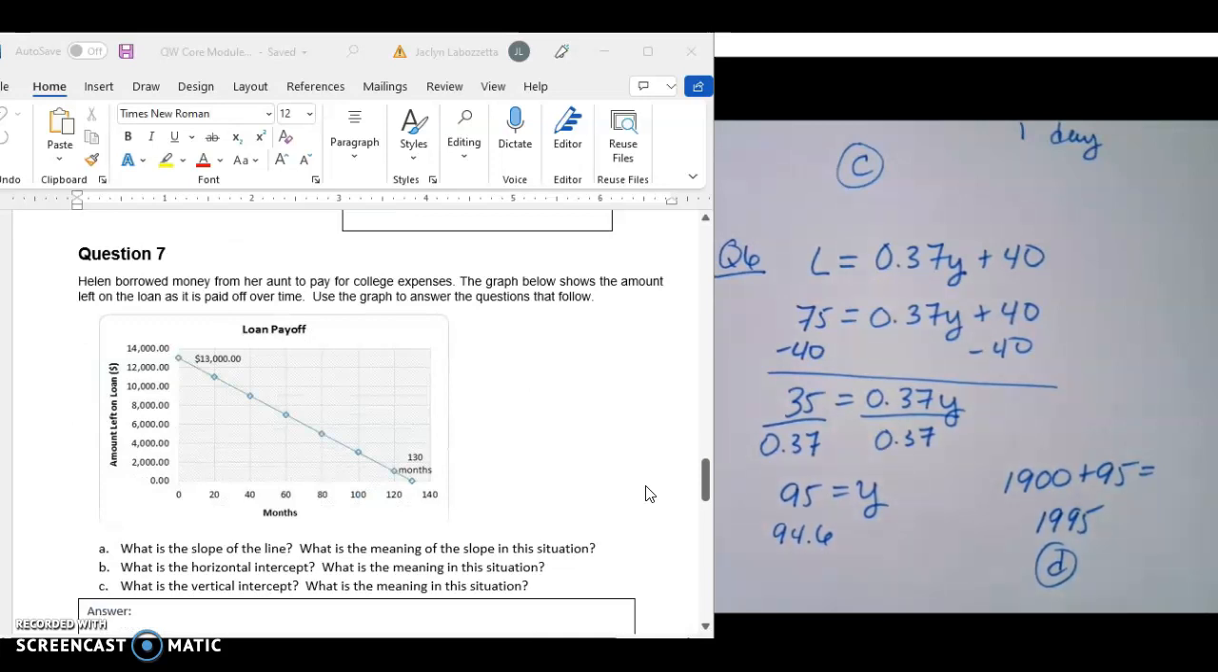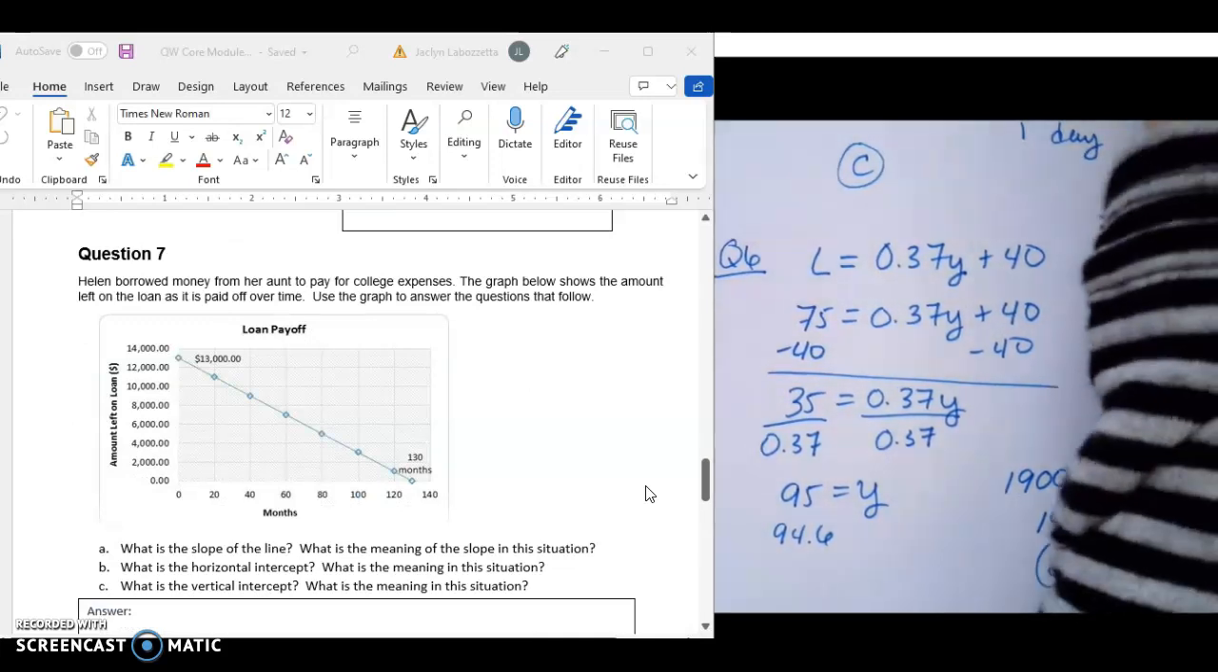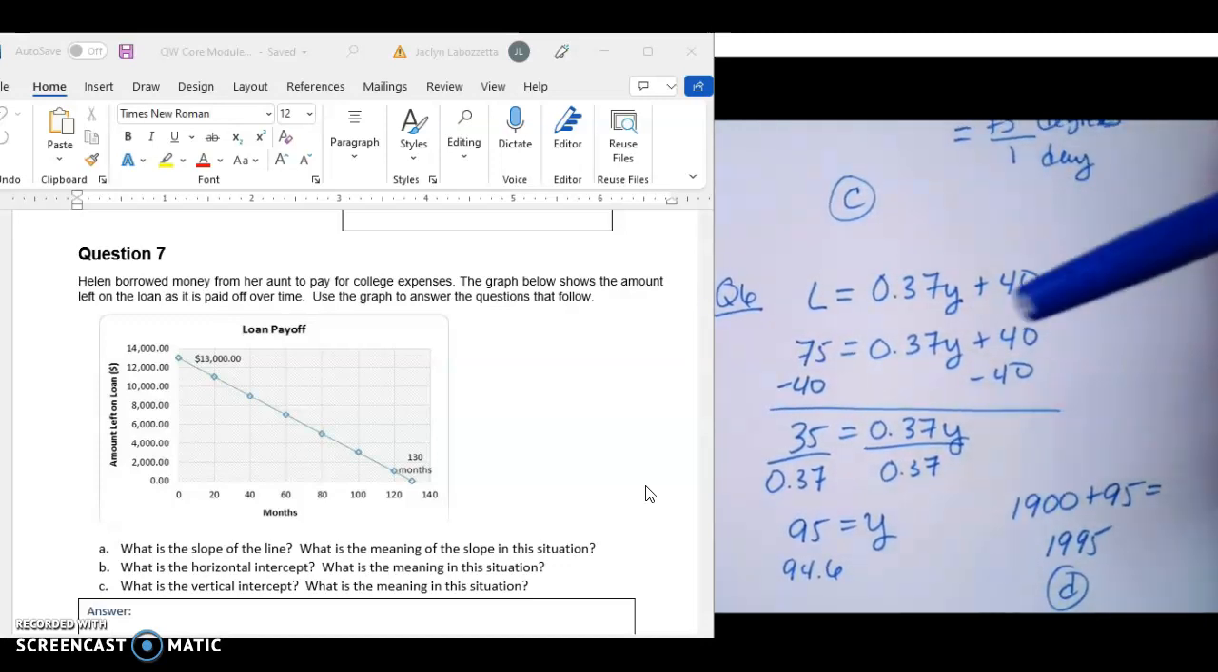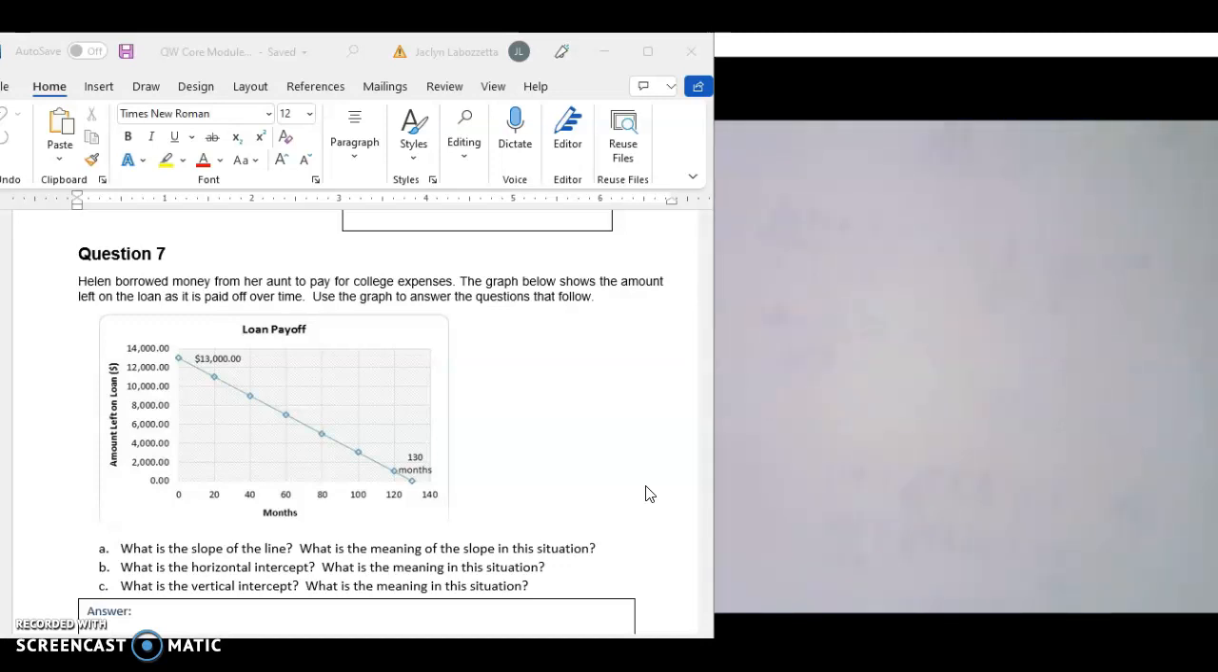All right, number 7 is a really good question to study to help you prepare for both the assessment and for the final exam. Really good question.